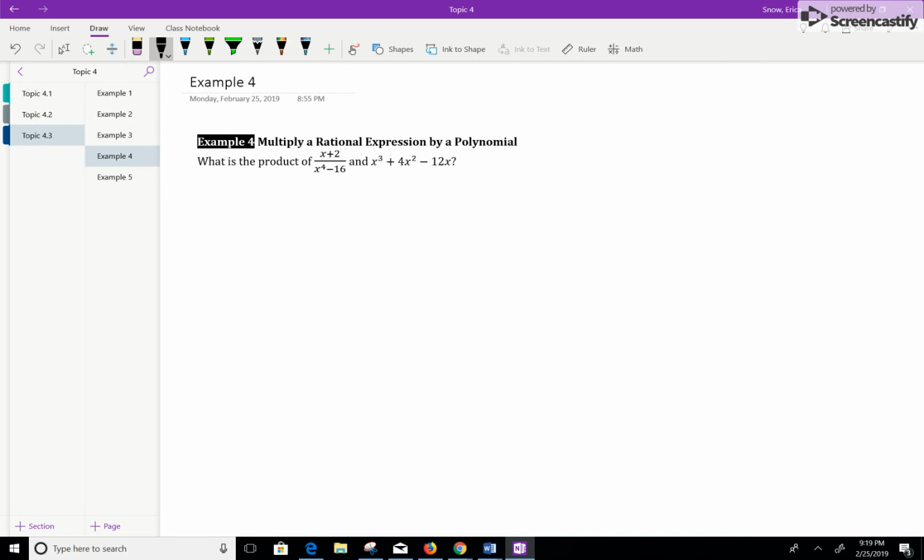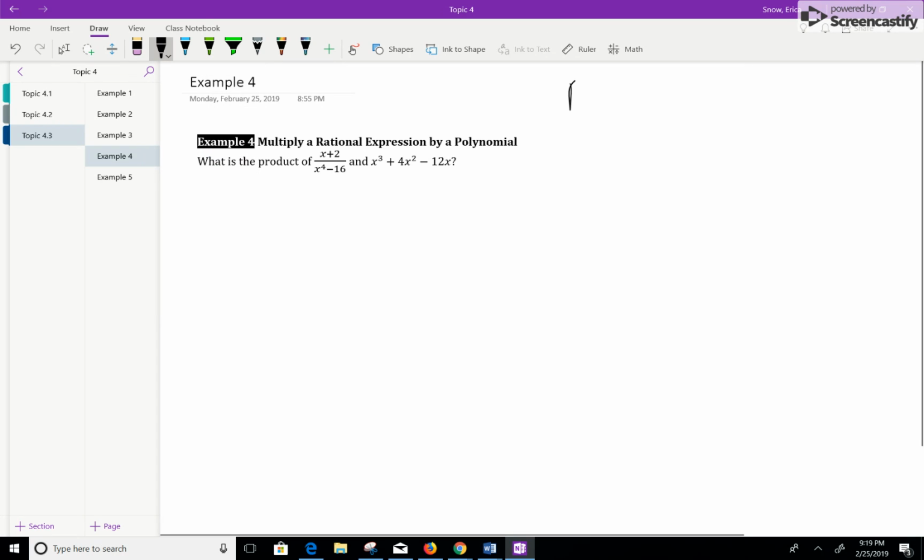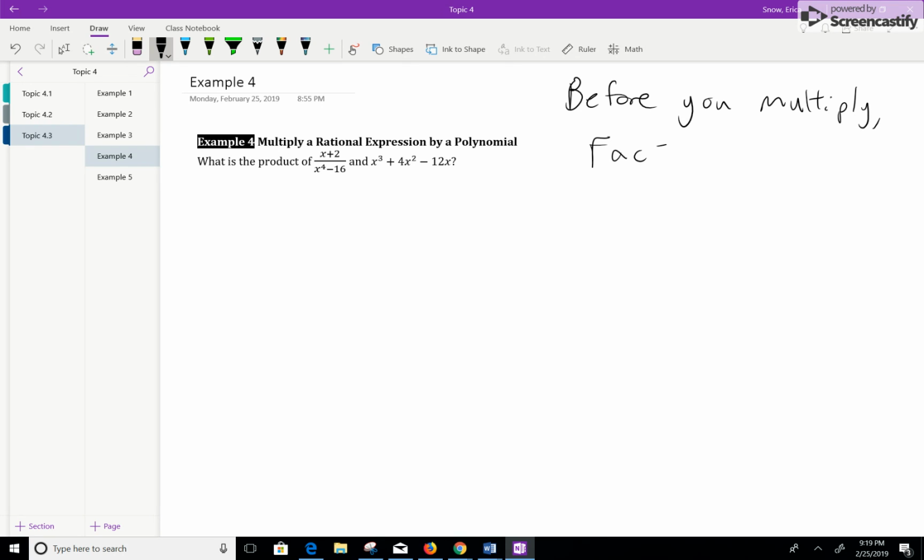So now, with example 4, we're going to be multiplying a rational expression and a polynomial. You can also multiply rational expressions and rational expressions. We're going to get there. But what you always need to do first is factor before you multiply. Factor and simplify. Do you like that? Before you multiply, factor and simplify.